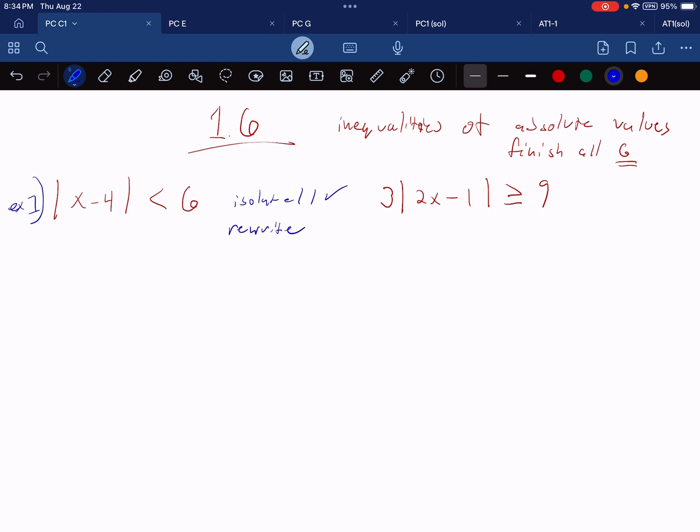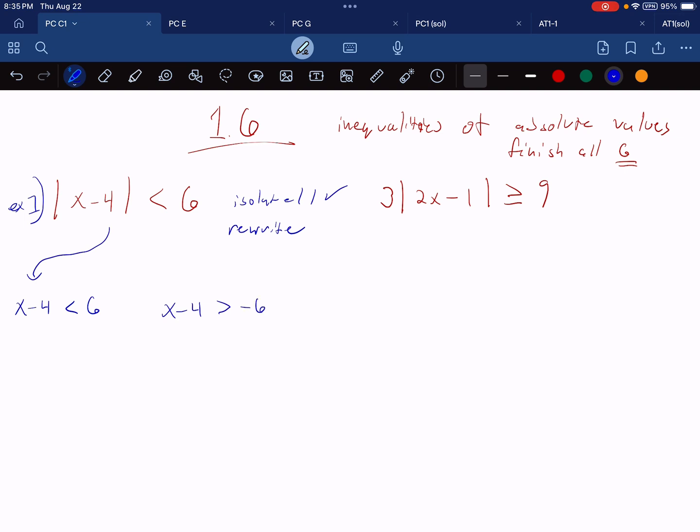Your 2 possibilities in this case are that the absolute value did nothing, or maybe the absolute value turned a negative into a positive. We're then going to say that x minus 4 is actually greater than negative 6. So notice how I flipped the sign.